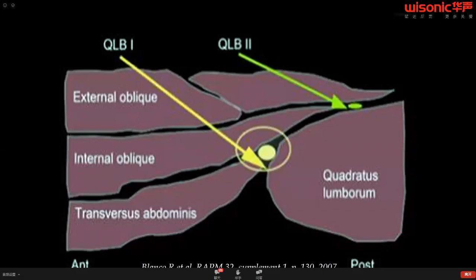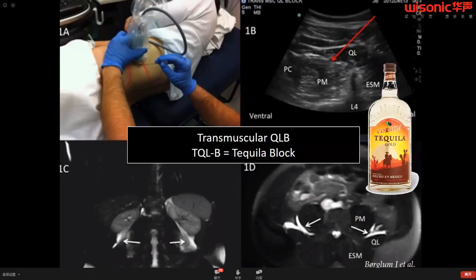First described as quadratus lumborum block 1 and 2 by Rafael Blanco already in 2007. A third option, the transmuscular quadratus lumborum block, or Tachia block, was first described by Jens Borglum in 2013.